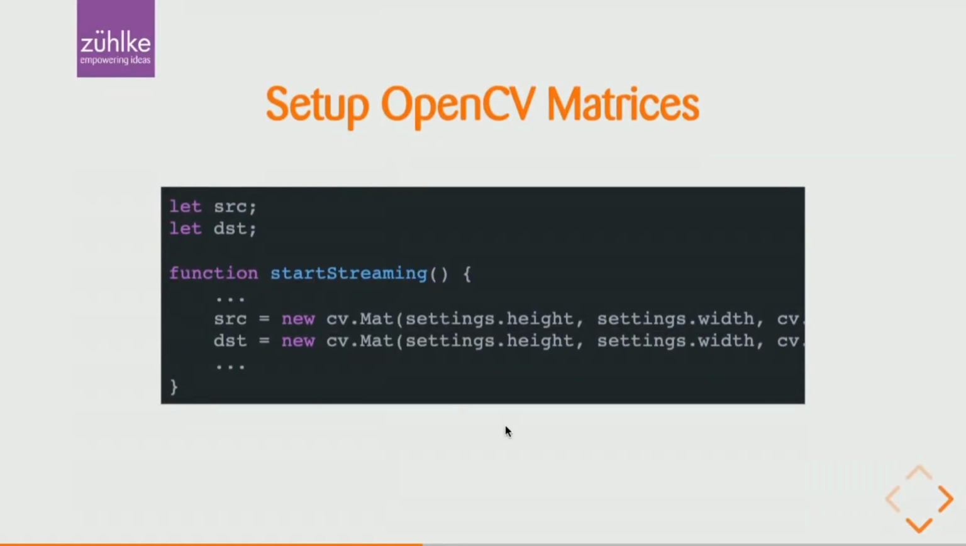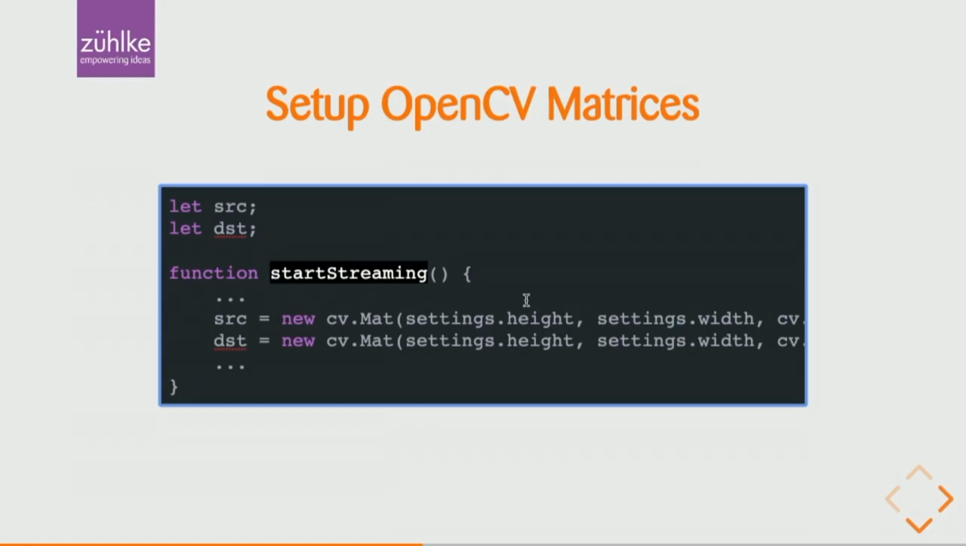This is just how you instantiate them. Also make sure that you do that in that start streaming function. We don't want to create a new matrix with every frame, right? This is not fun because that would be heavy on the memory. We can always reuse the last matrix, right? We don't have to make a new matrix all the time.